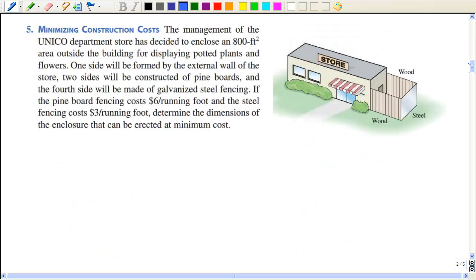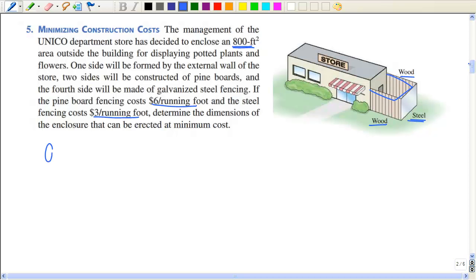Okay, so now instead of maximizing something, we're going to be asked to minimize a cost. Right, so we have a building and they've decided to enclose an area out here, very similar to enclosing on the ranch. But this time they give us how much area we want to enclose. So the area is going to be 800 square feet, and they want to know how to build it. They've got two sides to be constructed from pine boards and the other side constructed of steel. The pine board costs $6 a running foot and the steel costs $3 a running foot. Determine the dimensions that can be erected at a minimum cost.